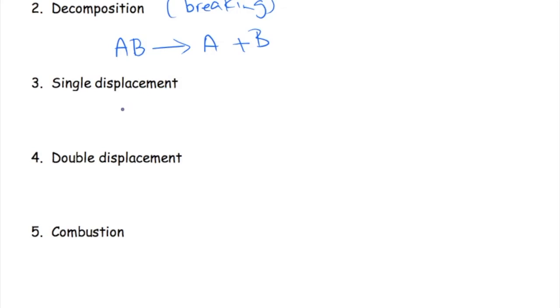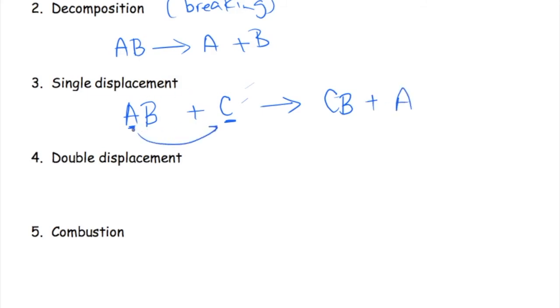Single displacement. So let's say we have compound AB, and this compound reacts with the element C. Now C is going to replace A in this reaction, so we're going to write the product as CB plus A. So C replaced A.